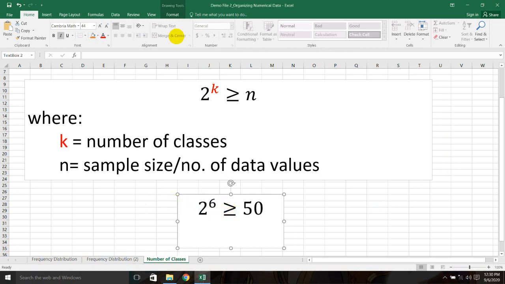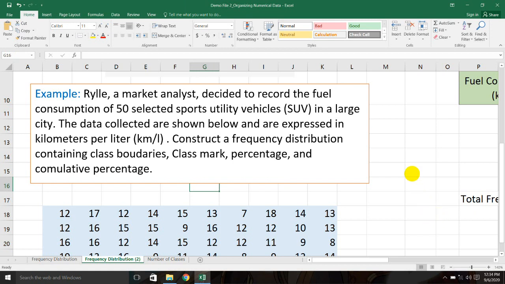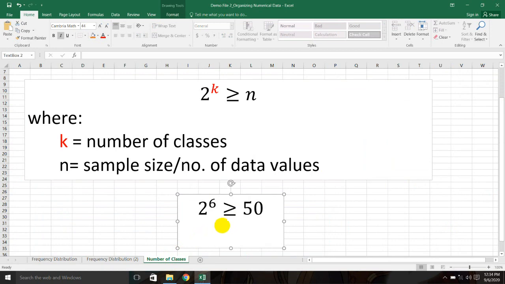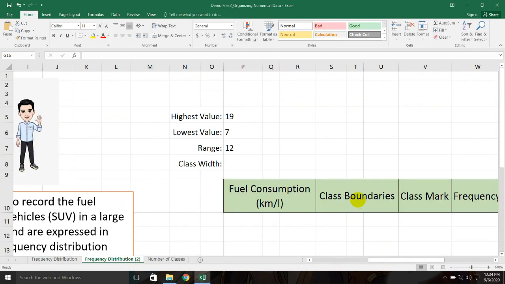But again, this is just a guide for all of us. You can actually select the minimum suggested number of classes, which is 5. But why is it important for us to use the 2 raised to k formula? Because sometimes the number of classes that we set is not enough for our data set. So what do we do? If that's the case, you can always remember this formula. But what if you forgot this formula and you decided to use 5? It's okay as long as the distribution will turn out okay.